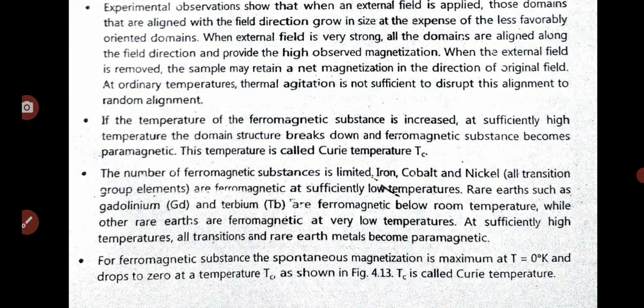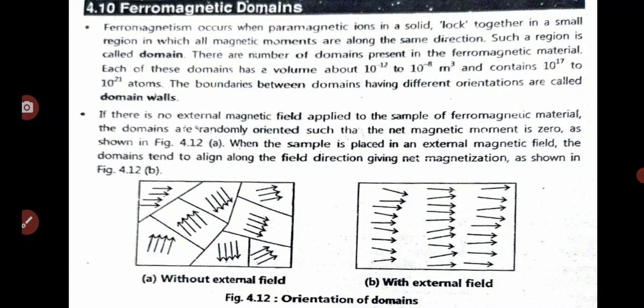So if the field is high, then the magnetization value is high, and when the external magnetic field is removed, the sample may retain net magnetization in the direction of the original field at ordinary temperature. Thermal agitation is not sufficient to disrupt the alignment back to random alignment. So that is considered for this figure. If we place this material in the external magnetic field, the domains have the same alignment, moving in the field direction, and if we remove the magnetic field, the material retains the original position.